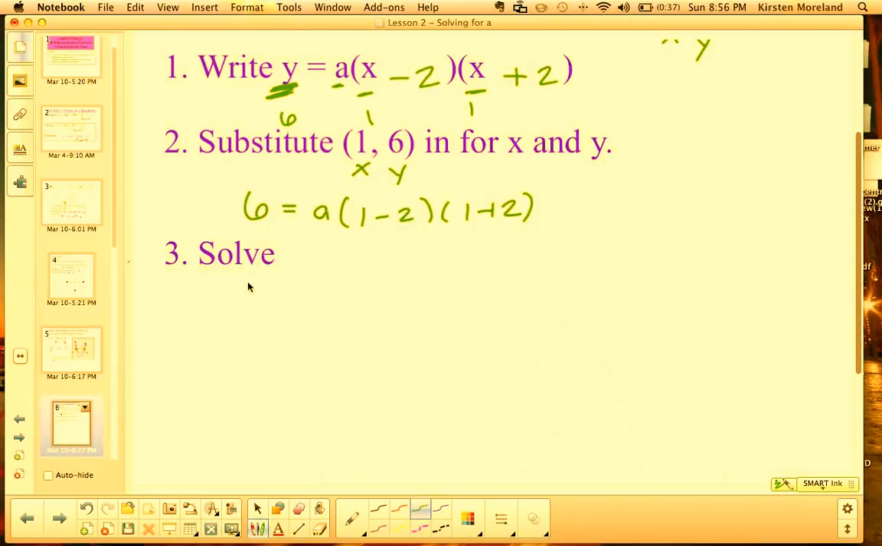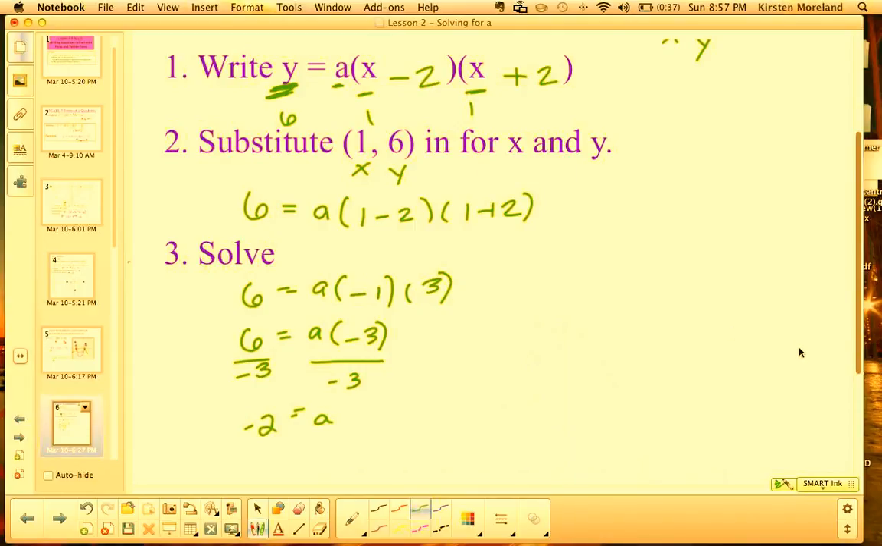I write 6 equals a. 1 minus 2 is negative 1, and 1 plus 2 is 3. So I get 6 equals a times negative 3. Well, to solve for a, I need to divide by negative 3 because it's being multiplied. So I get a equals negative 2. So now I go back to my original equation, which was right here, and I write it out.